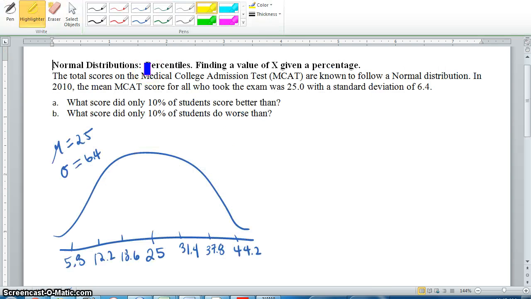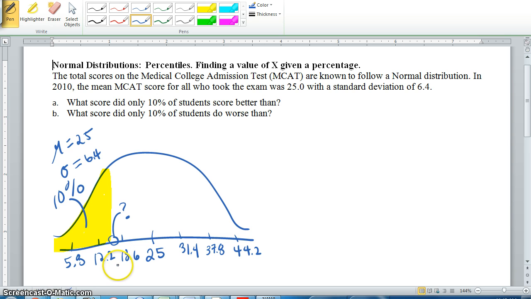In this next example, we want to find the score in which only 10% of students did worse than. So again, we can go with the same method as we did before. We know that everything below 12.2 is about 2.5%. Everything below 1 standard deviation down from the mean is about 16%. So our 10% will be about this proportion on our standard normal distribution. And so this is about the 10th percentile. And we want to find this mystery value. So what is this score in which only 10% of students did worse than?